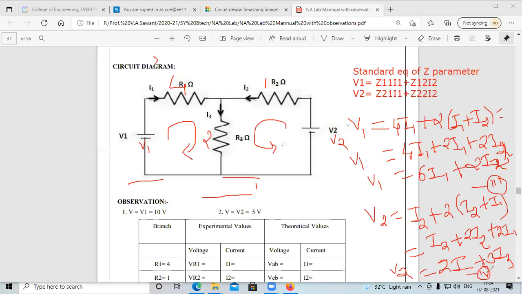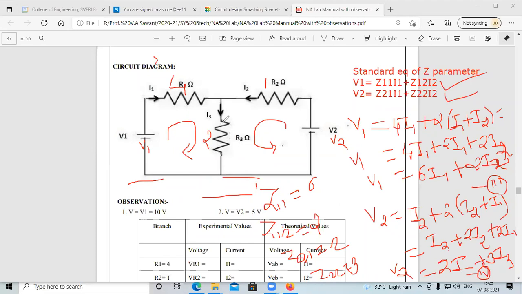Compare equation 3 and equation 4 with the standard equation of Z parameter. What is the value of Z11? Z11 is equal to 6. Z12 is equal to 2. Then Z21 is equal to 2, and Z22 is equal to 3. So we got the Z parameters by theoretical calculation.